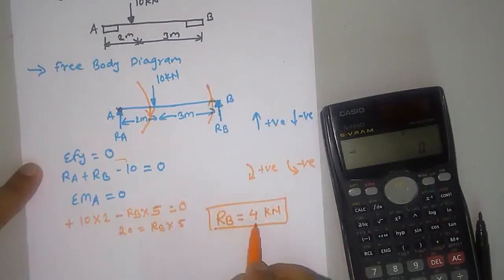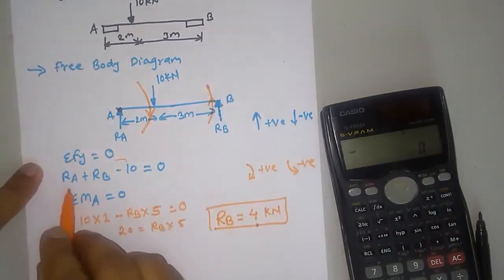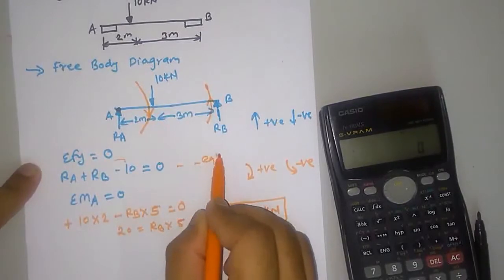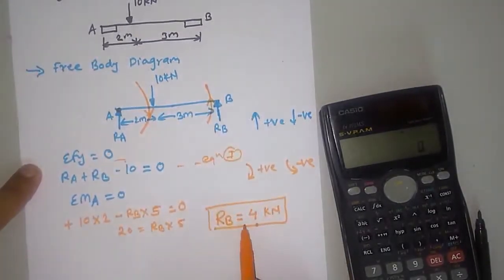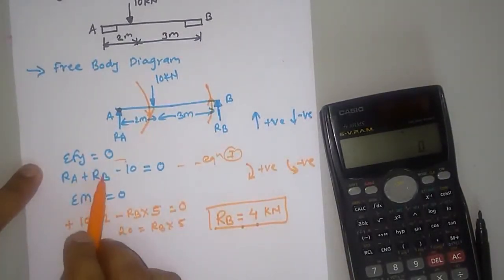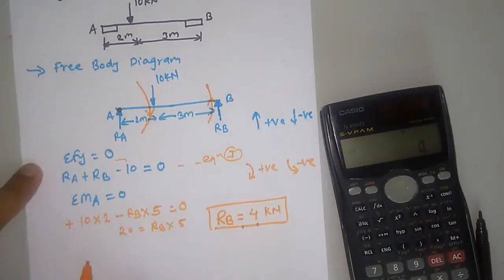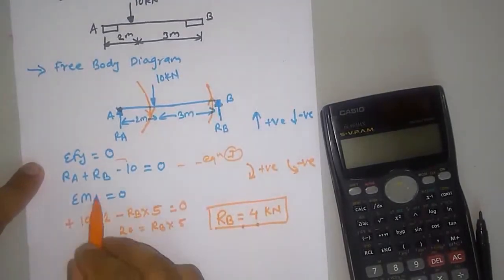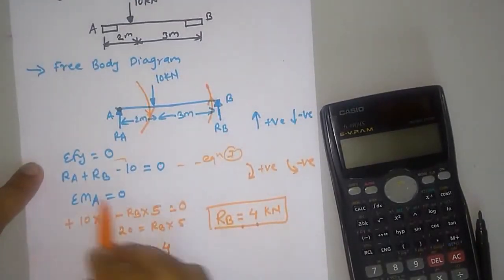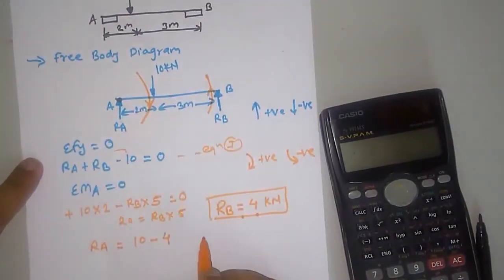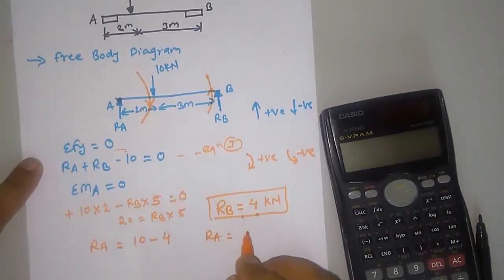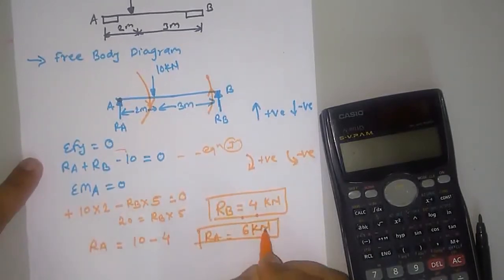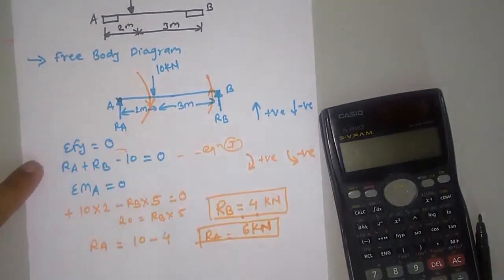Now put this RB value into the earlier equation. Suppose this is equation 1. So put the RB value in equation 1 and you will get the RA value. So RA is equal to 10 minus 4, and you get the RA value. So RA is equal to 6 kilonewton.